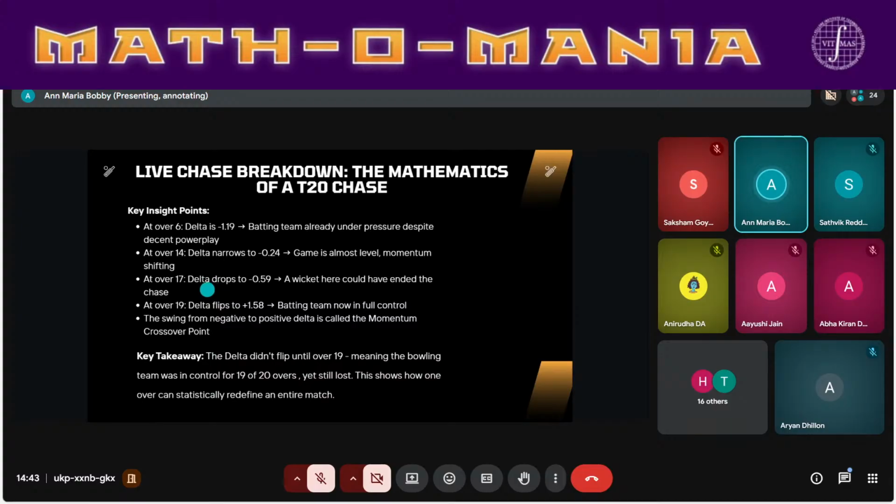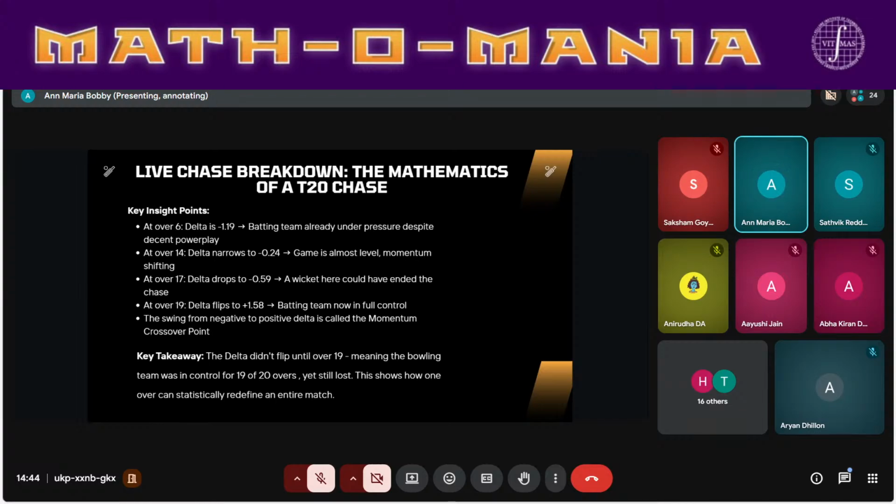And at over 14, delta drops to negative 0.59. A wicket here could have ended the chase. That means delta becomes more negative. So negative again, and the required run rate increases slightly. The batting team is again under pressure.